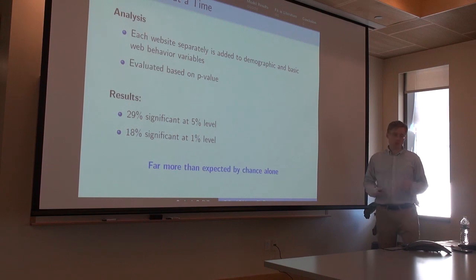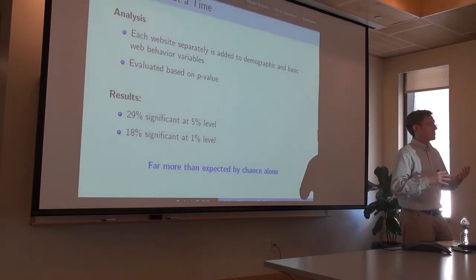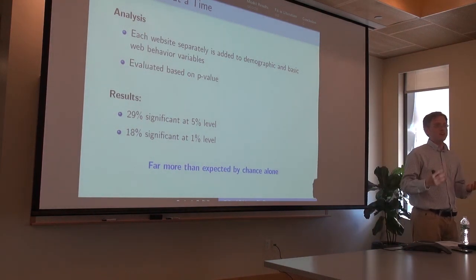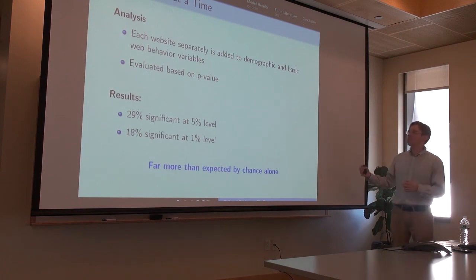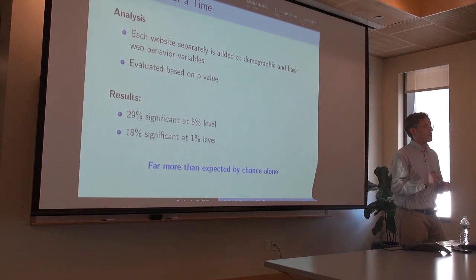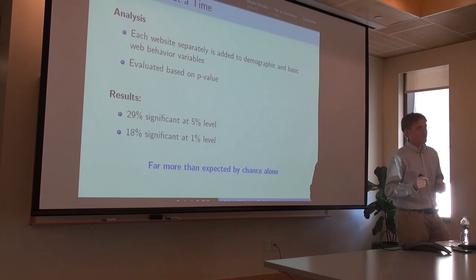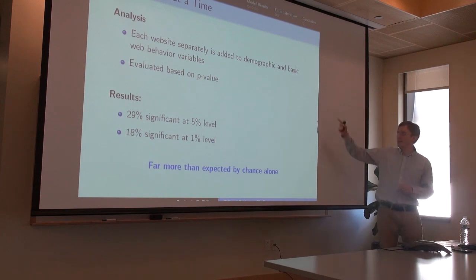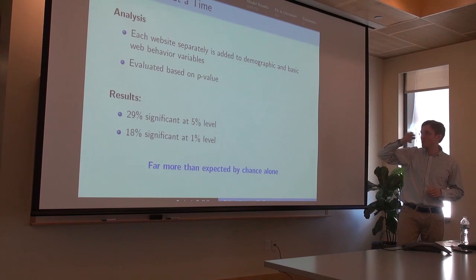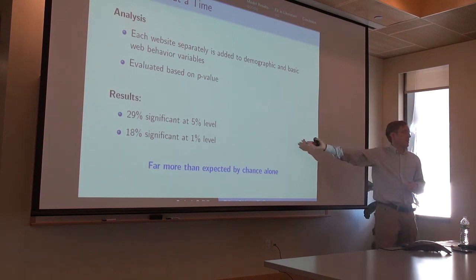Okay. So the next step was to start to add the detailed web behavior variables, the number of visits to each website. And so the first thing that I did was I just added them one at a time. So basically, I just want to see how well each website does on its own in predicting whether or not someone is a Netflix subscriber. And so I added them to the demographic and basic web behavior variables. And then I computed the p-value.